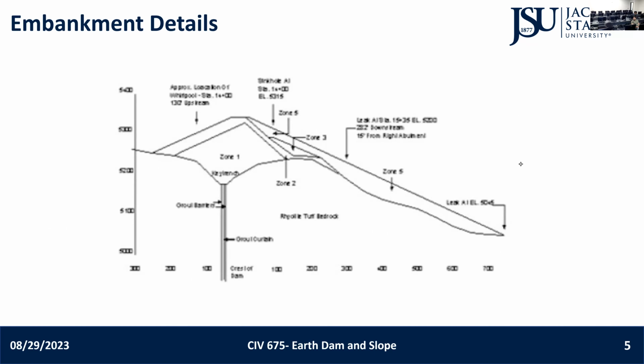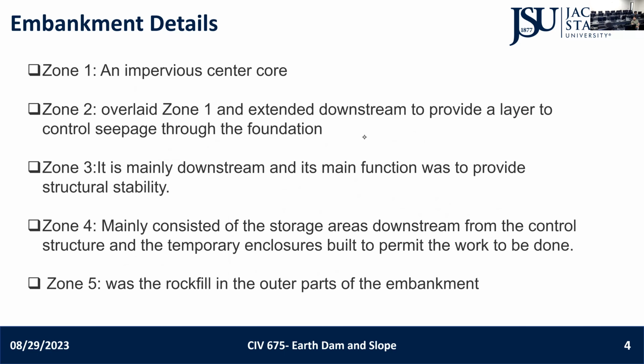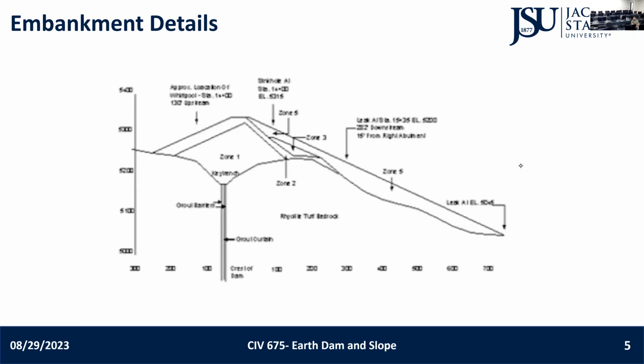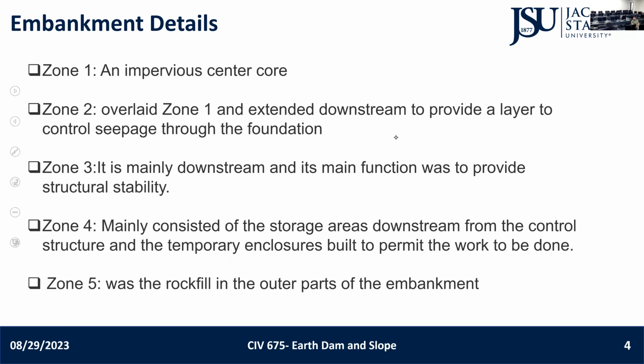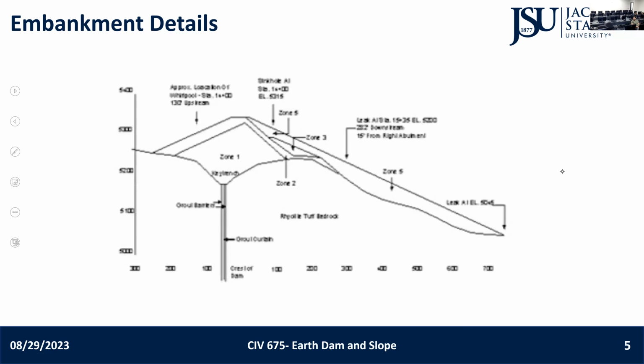And then comes zone 3 here. It is mainly on the downstream, and the function of zone 3 is to provide structural stability. Here we can see this. And zone 4 consisted of the storage areas downstream from the control structure and the temporary enclosure here to permit the work to be done. And finally, there comes zone 5, which is the rock fill of the embankment.